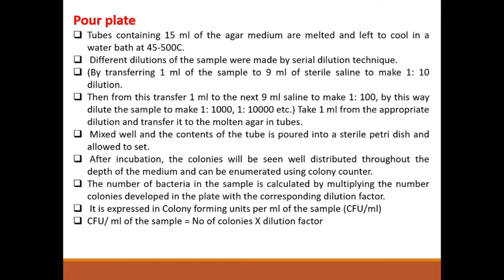Allow it to set. Then take the next dilution, 10 raised to minus 2. Take 1 ml using a sterile pipette, transfer it to another 15 ml agar tube, mix it, and pour it into another sterile petri dish. Like that you have to complete all the dilutions: take 1 ml from each dilution, add it to the respective tubes, mix in agar, and pour into the corresponding petri dishes.